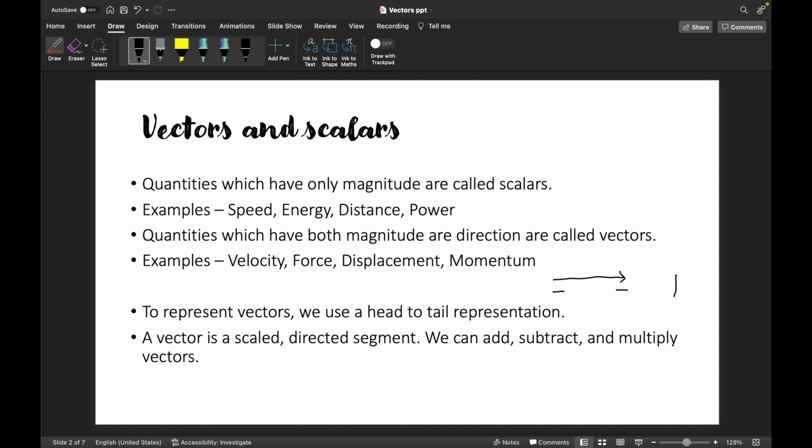A vector can also be this, this, and so on. We can add vectors, we can add these two, we can subtract them, and then we can multiply them too.